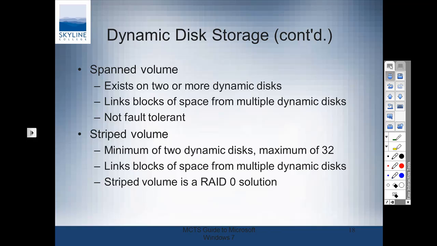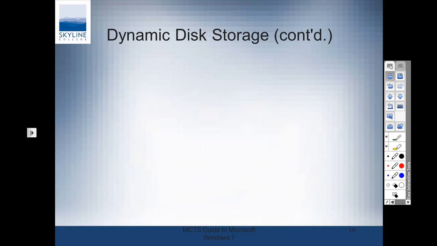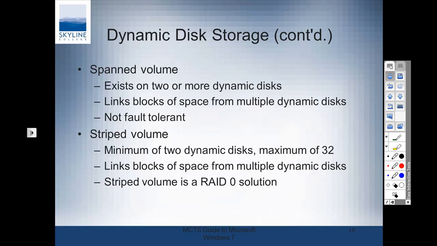Stripe volume, 2 dynamic disks, 2 to 32. 32 is a maximum. Stripe volume, RAID 0. A striped volume allows you to have simultaneous reads and writes to the number of physical drives that you have. If you have 2, you can read and write to 2 drives at the same time. That's pretty good. Speeds things up. Obviously does speed things up. And it goes to a single volume.